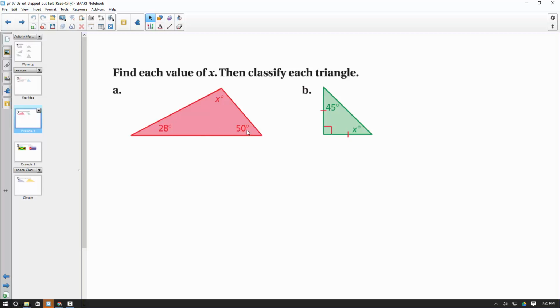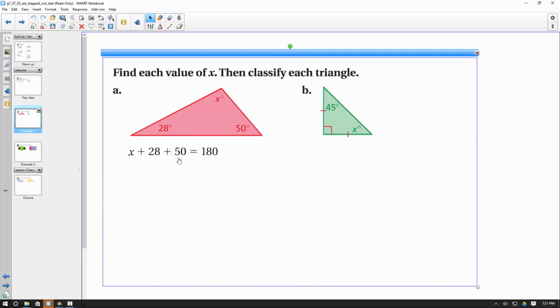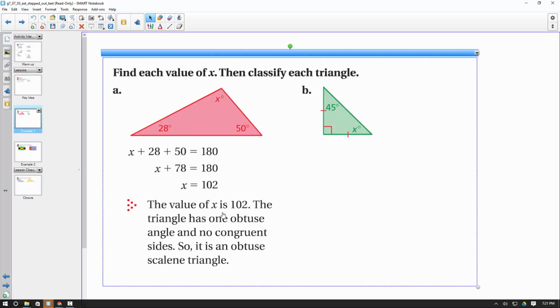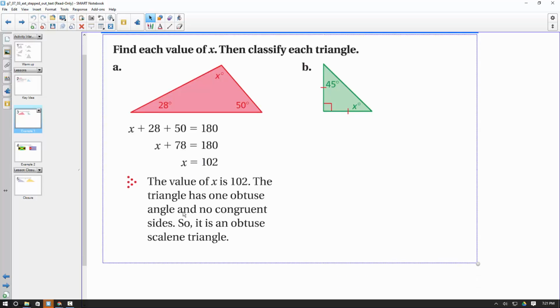If I actually add these up, 50 plus 28 is 78, and that would be 102. So it's going to be an obtuse. So an obtuse scalene, and this should be 102. So 102. And then again, it's obtuse scalene.